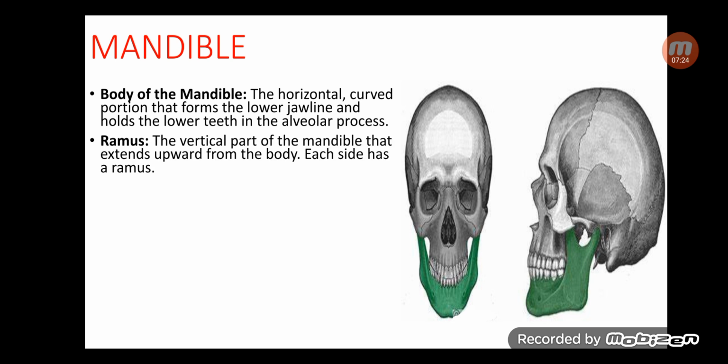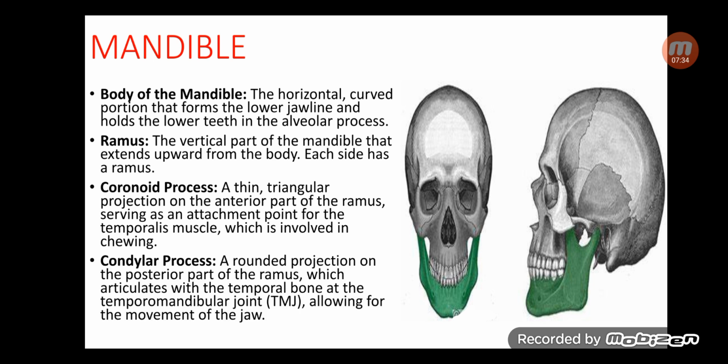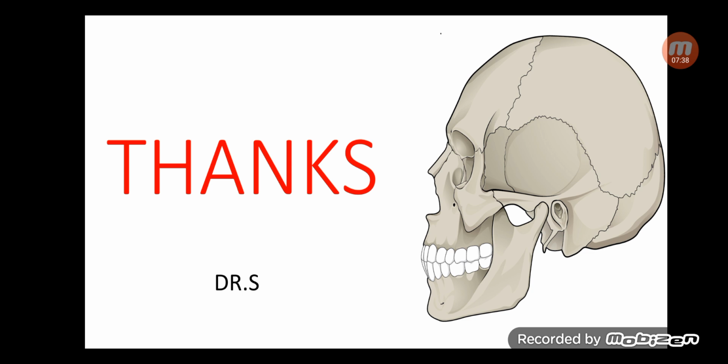Then it has ramus, that is the vertical part of the mandible that extends upward from the body. Each side has a ramus. Then it has a coronoid process, that is a thin triangular projection on the anterior part of the ramus, and condylar process, that is a rounded projection on the posterior part of the ramus. So this was all about the bones of the skull.